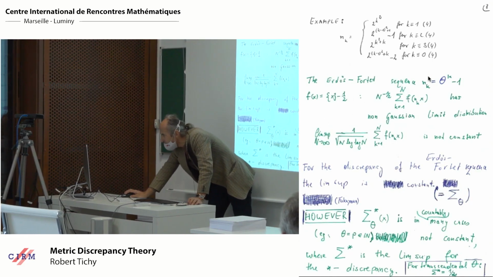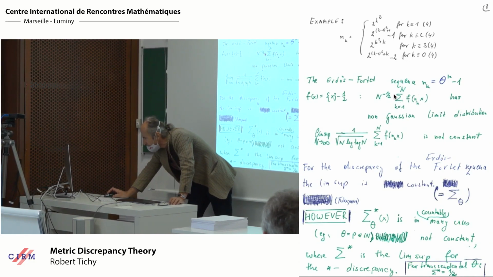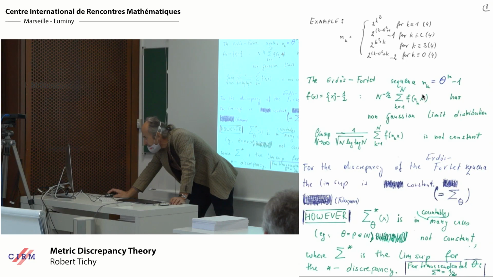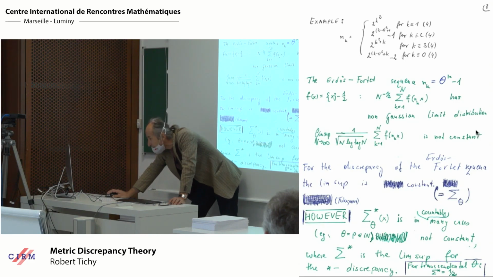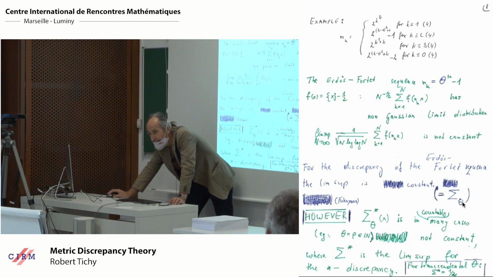So, for instance, the Erdős-Fortet observation was concerned with summation, not with discrepancy, normalized summation. And it turns out that this has a non-Gaussian limit theorem, so not Gaussian anymore, and that the lim sup is not constant. So you see this phenomenon already in this early example. However, for the discrepancy, the Erdős-Fortet sequence gives a constant lim sup. It's just the same as for the original sequence.